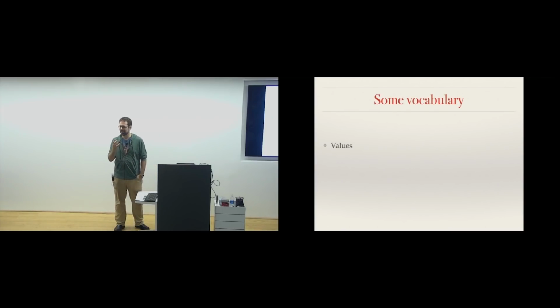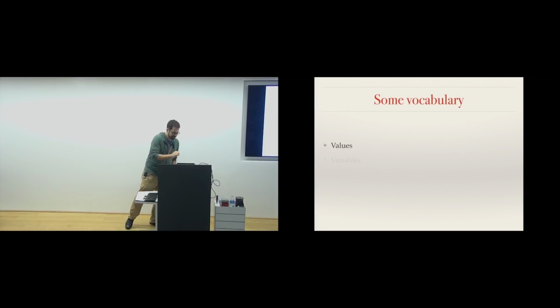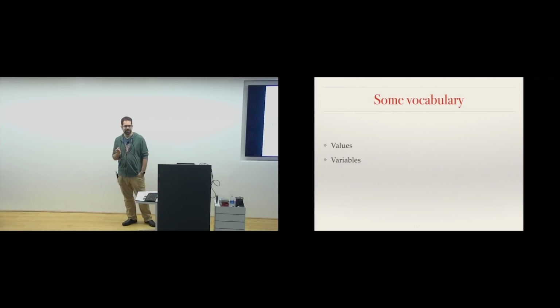So values are, in some sense, the data that flows around your language, things like integers or floating point numbers, strings, lists, functions themselves. You can think of as values, at least in many languages. But it's like the data that your program operates on. That's generally what we call a value. The next word is a variable. Right, so what's a variable?